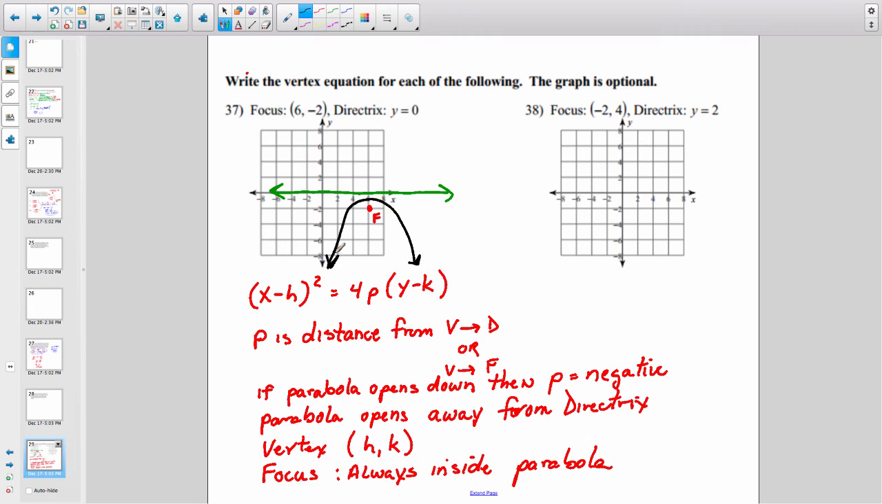Now, p is the distance from the vertex to the focus or the vertex to the directrix. The vertex is right at the tippy top.